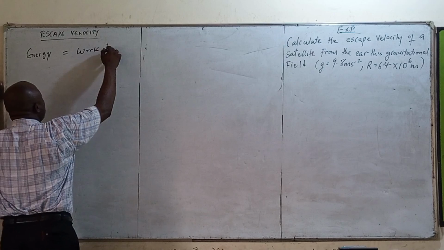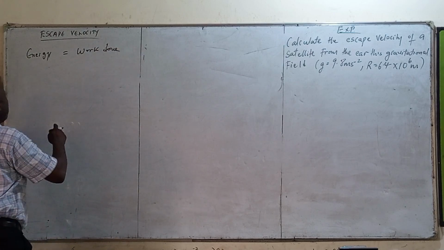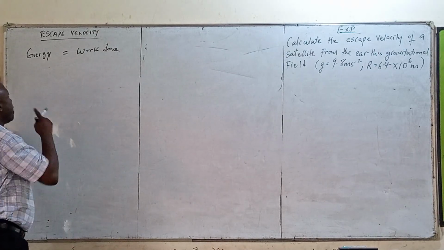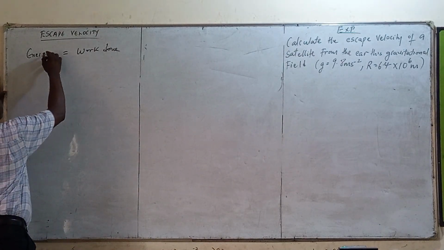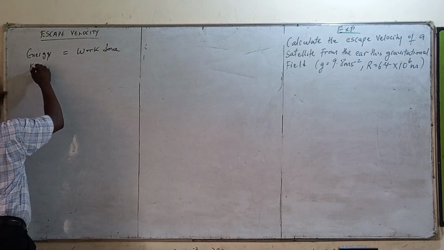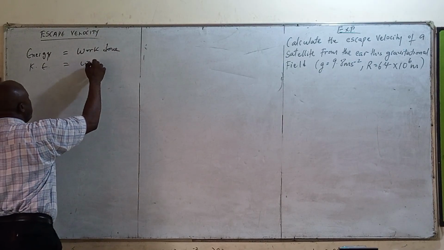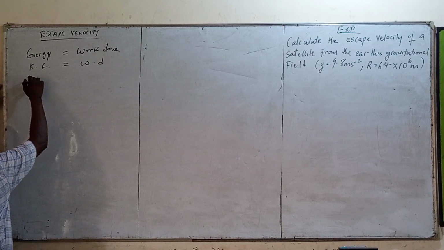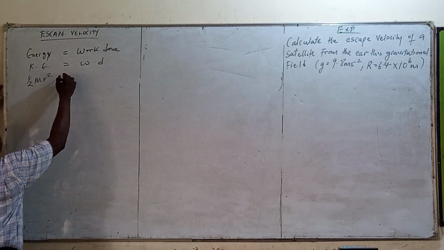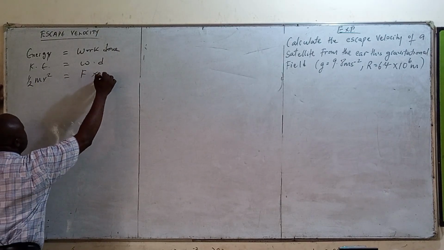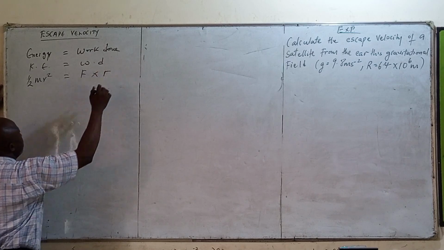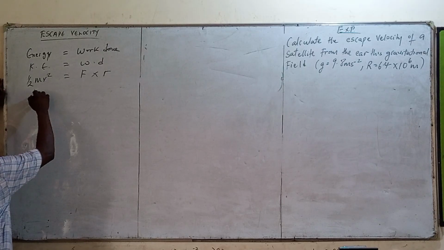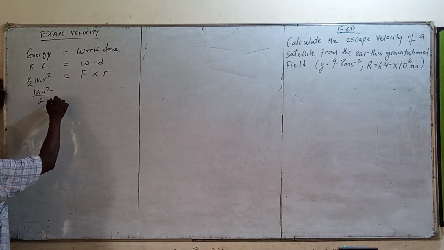In terms of formula, the energy expended in this case, because the body is escaping the surface of the earth, is what? Kinetic energy. So kinetic energy is also equal to what? Work done, WD. The formula for kinetic energy is given by half mv squared, which is equal to force times distance. In this case, we're going to use r as our distance. We can also rewrite this as mv squared over 2 is equal to what?